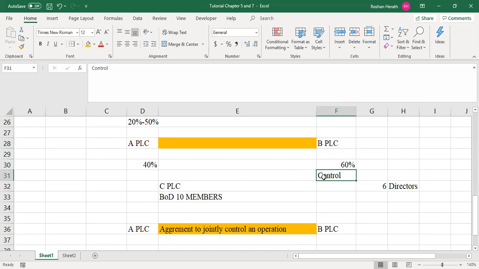But if you look at it from the other entity's point of view, A's point of view, A has 40% of the shares. Probably it is not up to control.